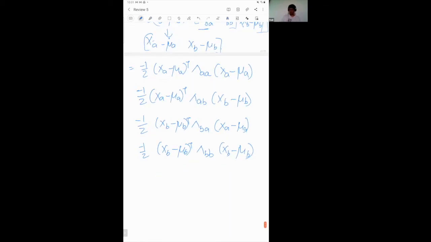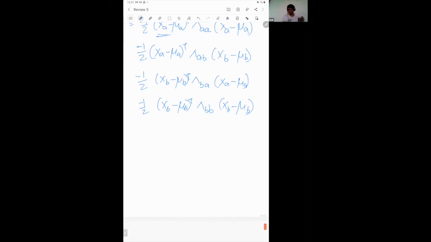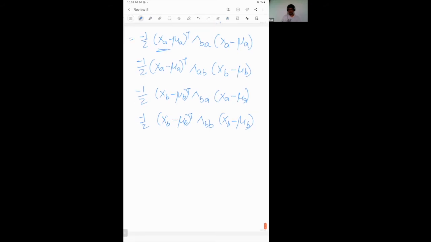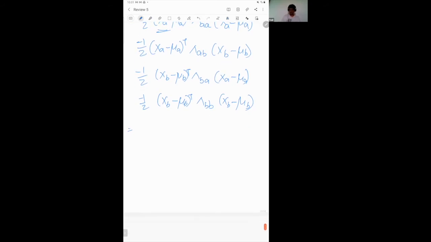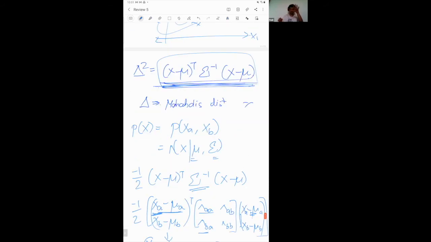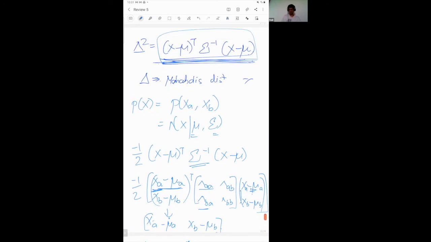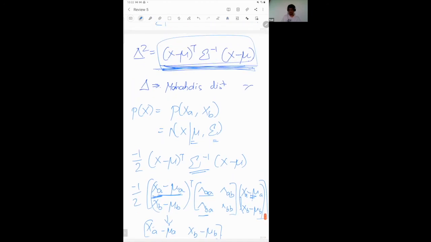So this is what it turns out to be if you just unroll everything. And now we would assume that in this xb is given to us, nu b is given to us. We are just interested in xa. So for xa we would treat xb as a constant, and then rearrange all of these and try to write it in terms of xa, because we just need to show that if we are given xb, then the exponential term in terms of xa follows a similar function.